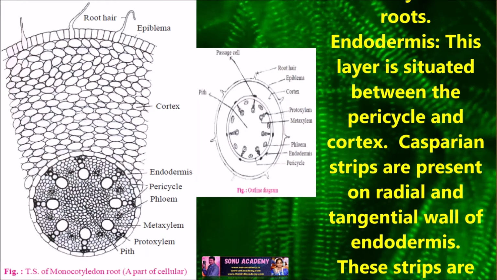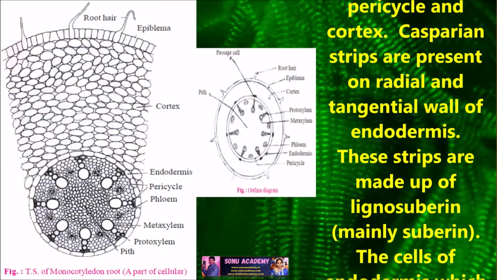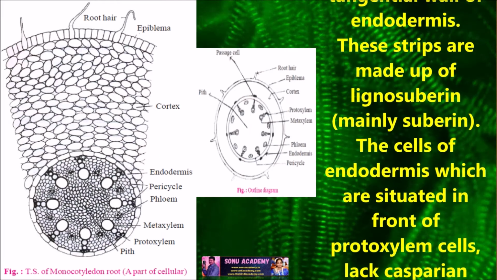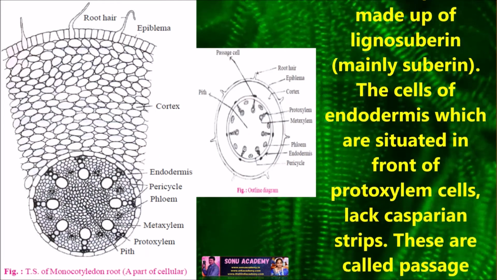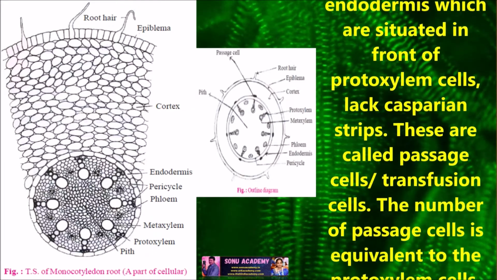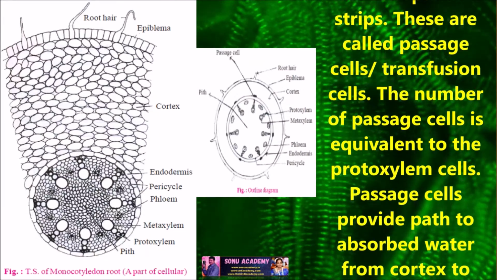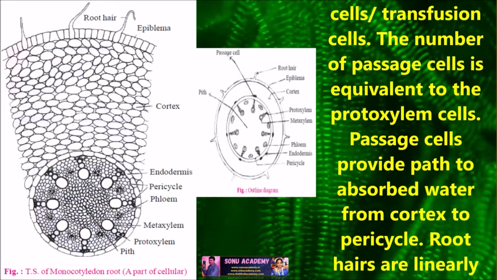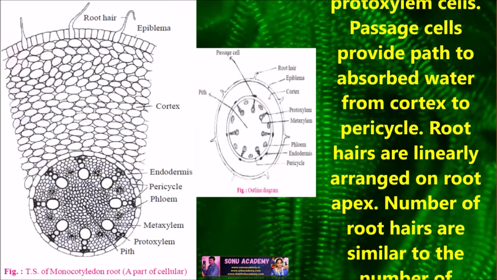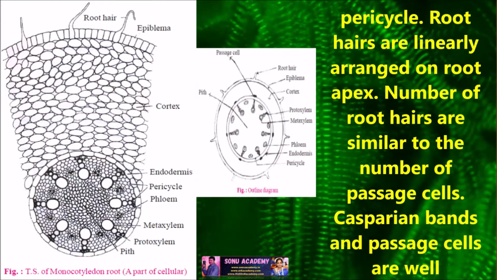Endodermis. This layer is situated between the pericycle and cortex. Casparian strips are present on the radial and tangential walls of the endodermis. The strips are made up of lignosuberin, mainly suberin. The cells of the endodermis which are situated in front of protoxylem lack Casparian strips. These are called passage cells or transfusion cells, and the number of passage cells is equivalent to the number of protoxylem cells. Passage cells provide the path to absorb water from cortex to pericycle.